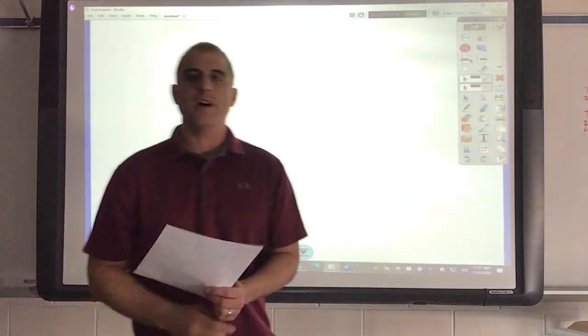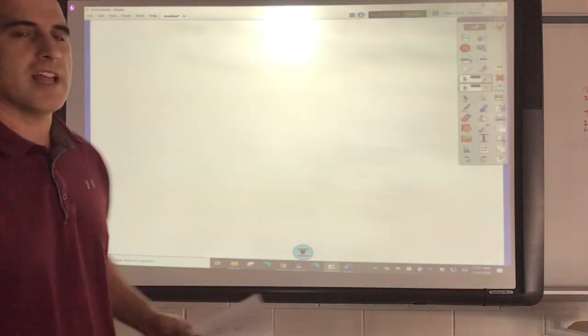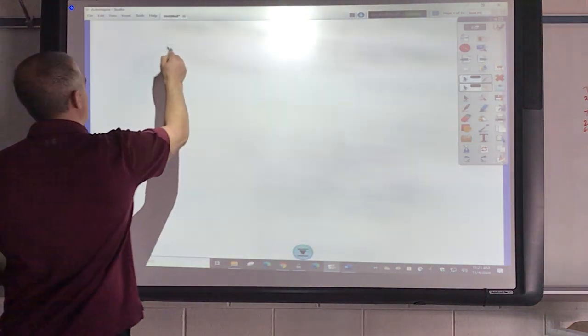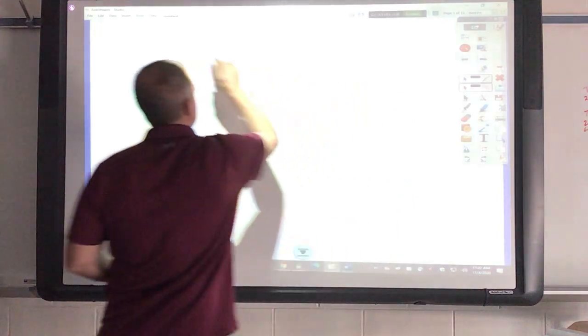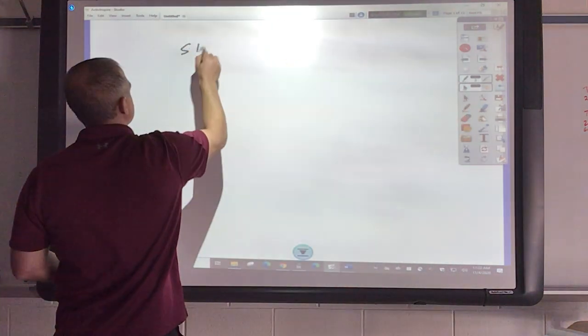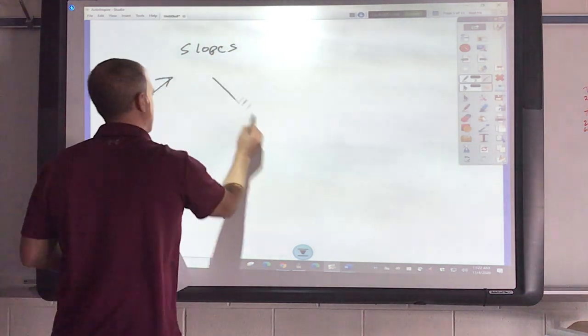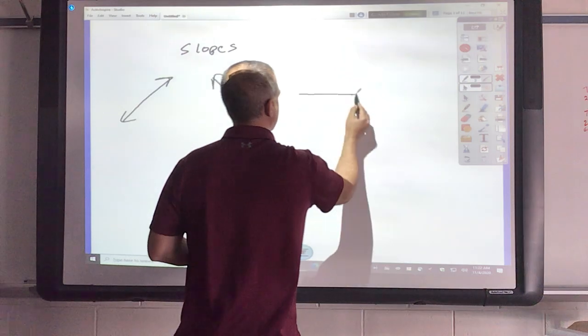Okay, this will be day 3 of Unit 3 for Algebra 1. Today we're going to start talking about slope, slopes of lines. There are 4 types of slope of a line. Lines will look like one of these ways.